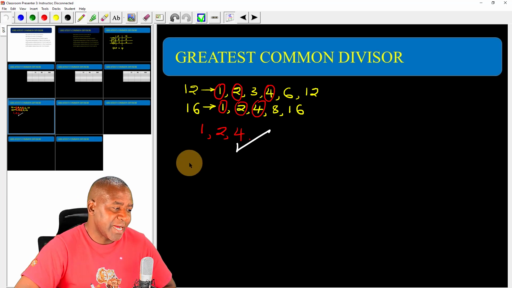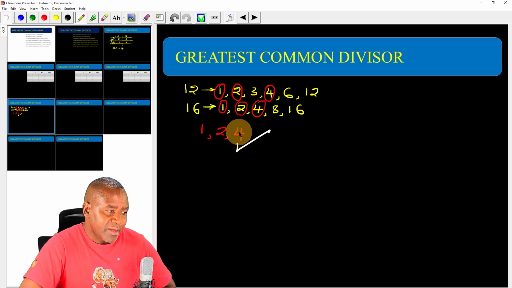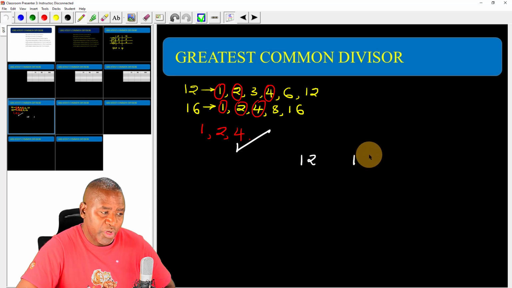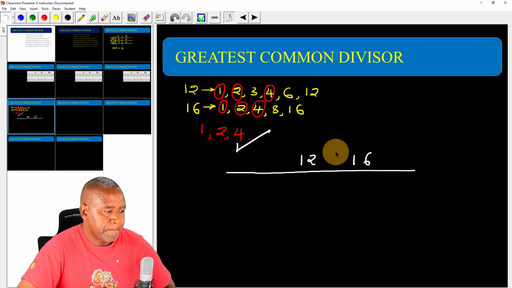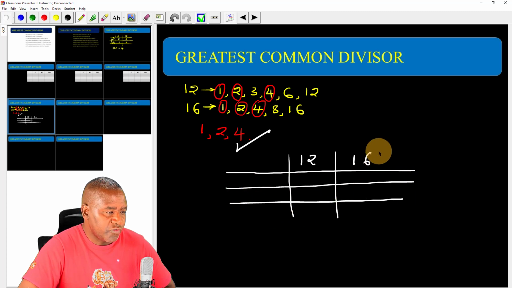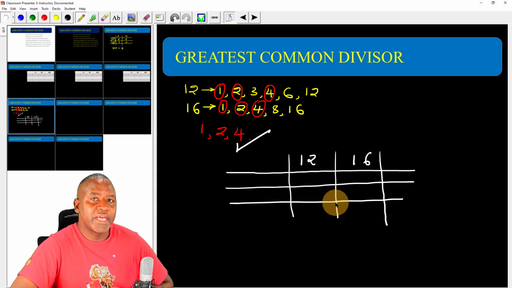Now let's see a different method of getting this greatest common divisor. We are going to have 12 here, and we are going to use some kind of table, and 16 here. So we draw this table, and we look at factors of these numbers starting with the smallest.